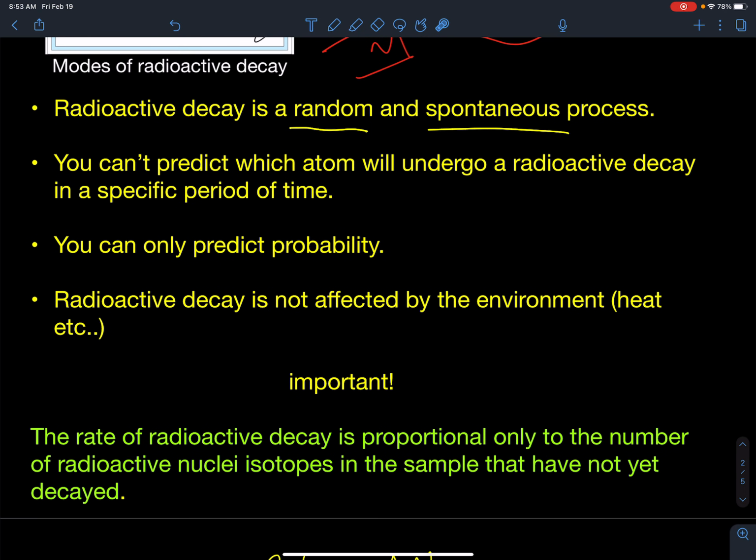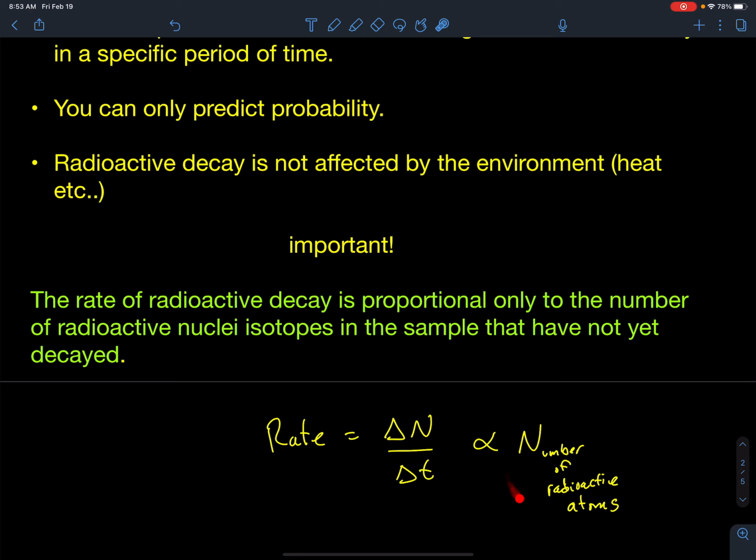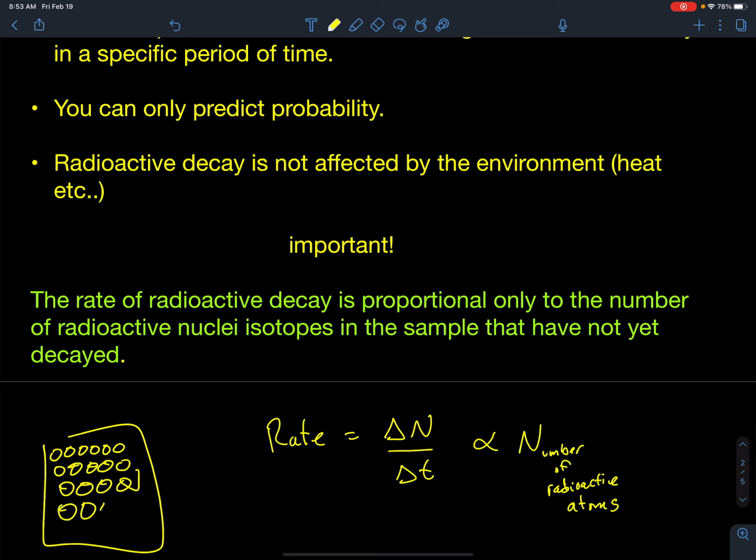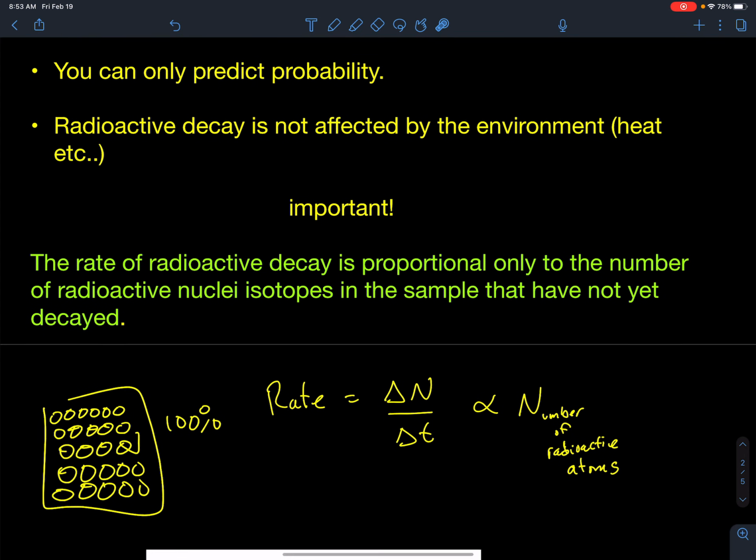So if you're asked to define this, the radioactive decay law, this is what you need to be able to write. The rate of radioactive decay is proportional only to the number of radioactive nuclei isotopes in the sample that have not yet decayed. Okay? In other words, the rate is proportional to the number of radioactive atoms in a substance. So if I have a substance that has 100% radioactive atoms, the rate is going to be very, very high. And then as those atoms decay, the rate is going to go down over time.